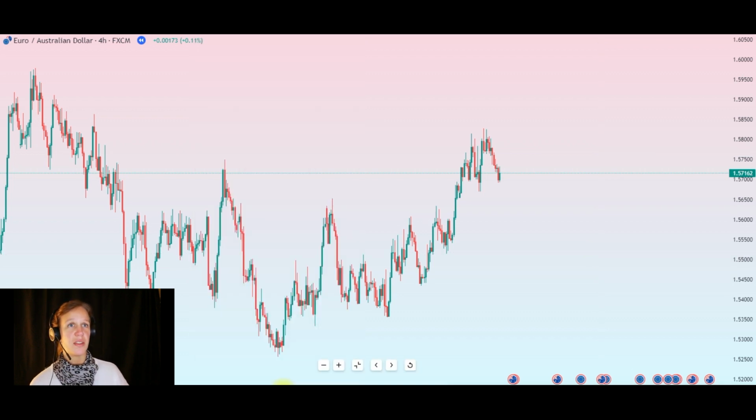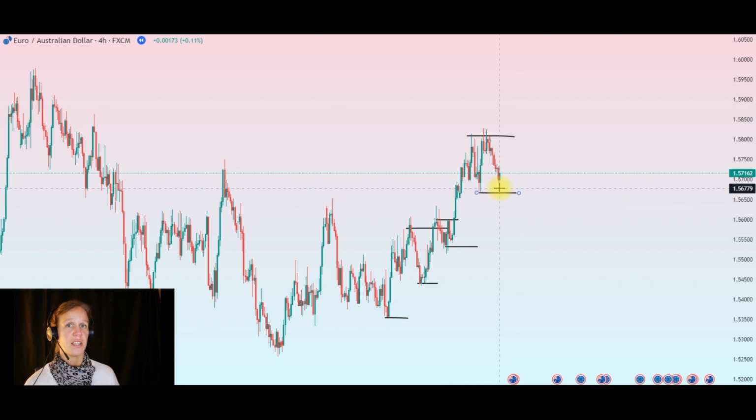Here we are in the Euro Australian dollar on the 4-hour chart. So what we do first is we analyze the underlying trend. And we see the market had a sideways range here, a little indecision in the market, but then we're clearly making new higher highs and higher lows. And this definitely tells us this is an underlying upwards trend at the moment.